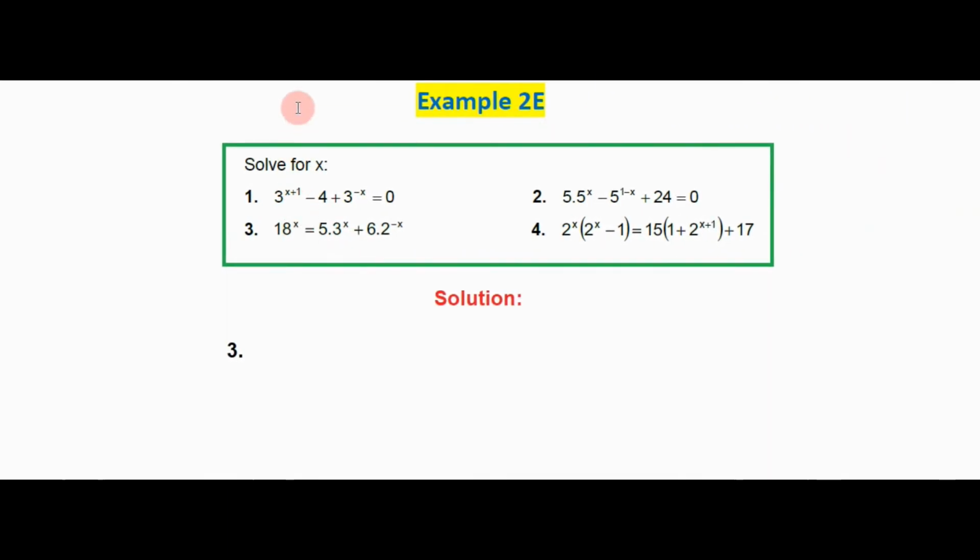In number 3, we have 18 to the x equals 5 times 3 to the x plus 6 times 2 to the negative x. We're going to start by using prime factors of 18. So let's find the prime factors.